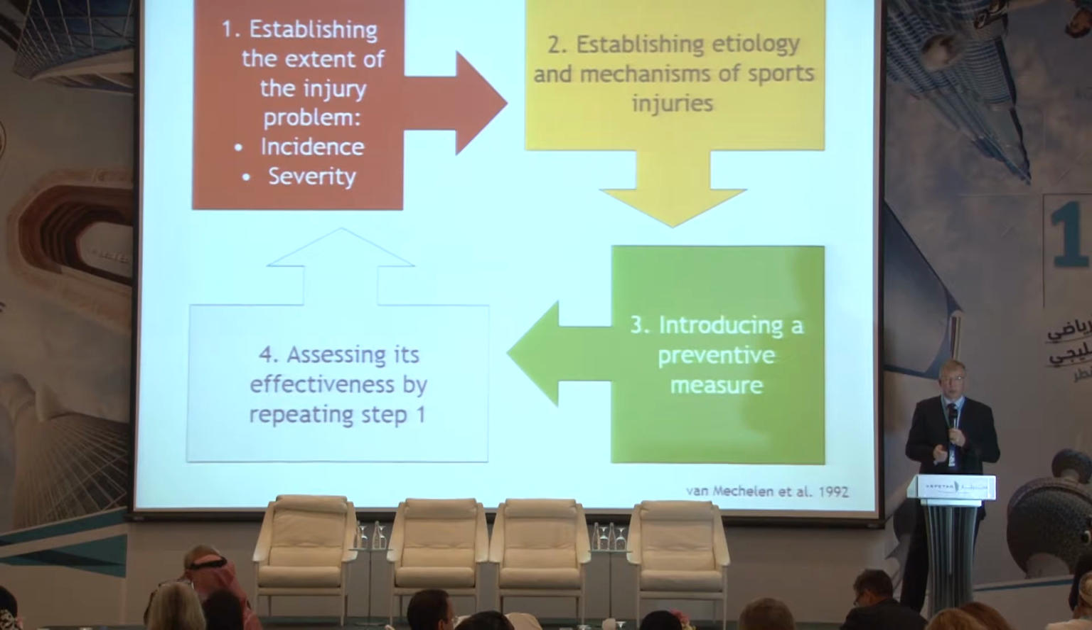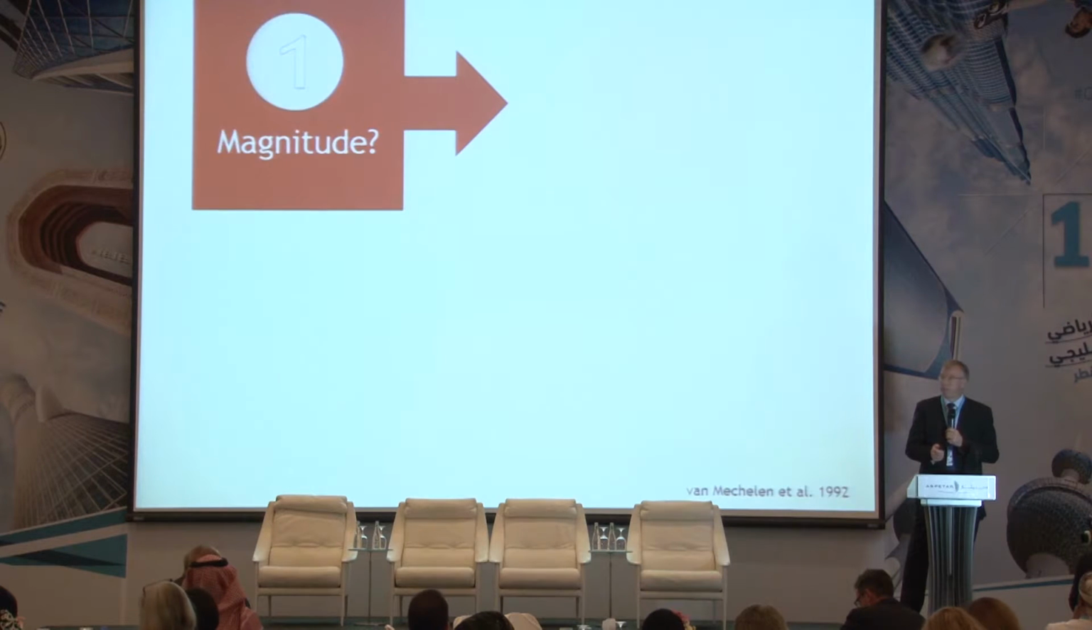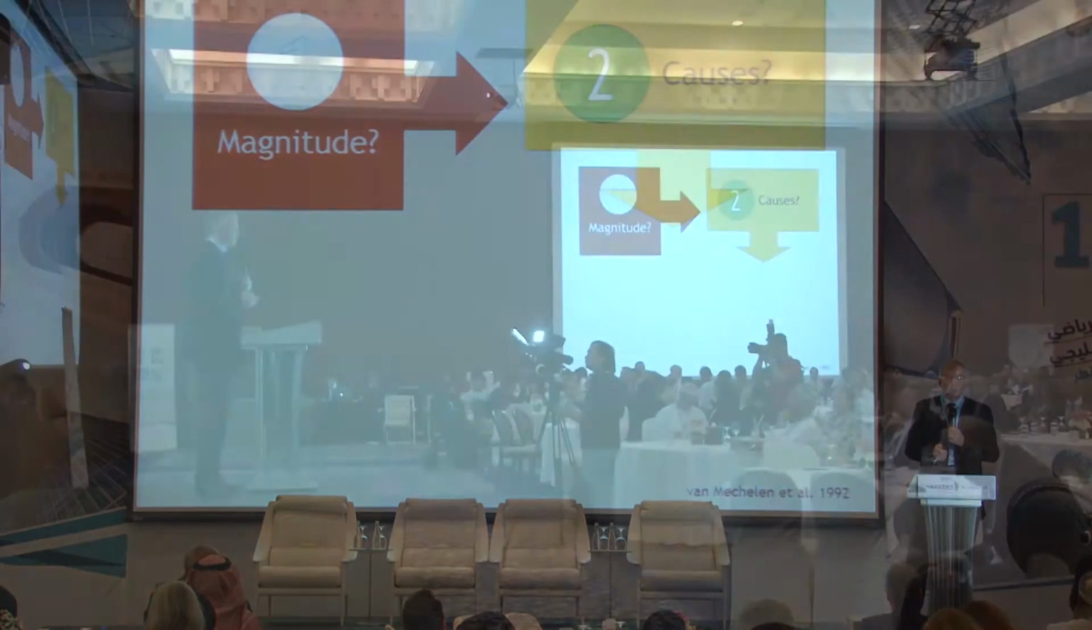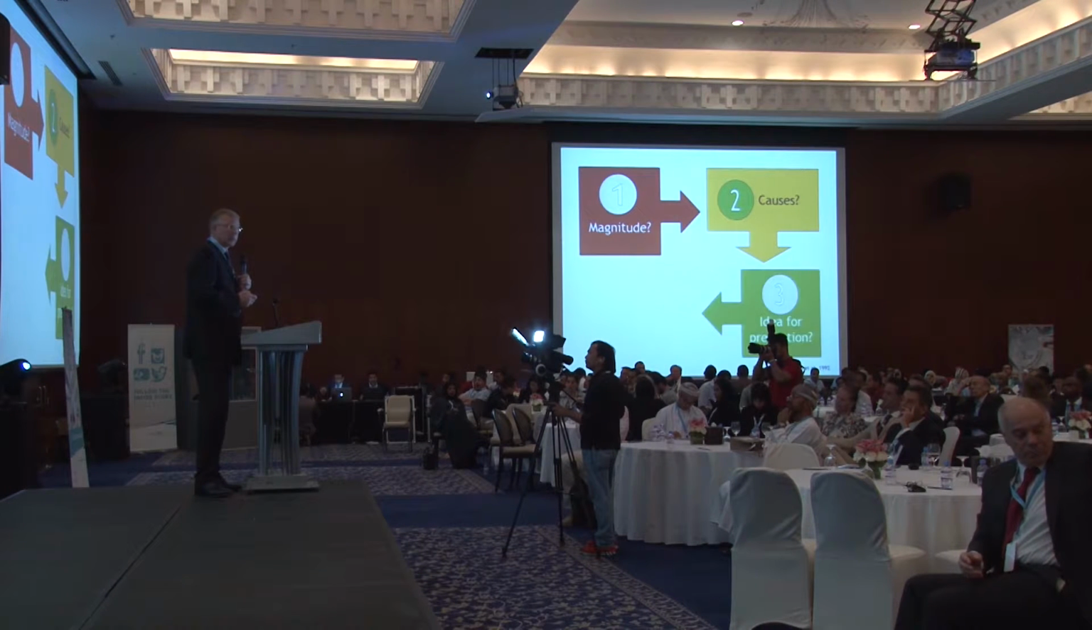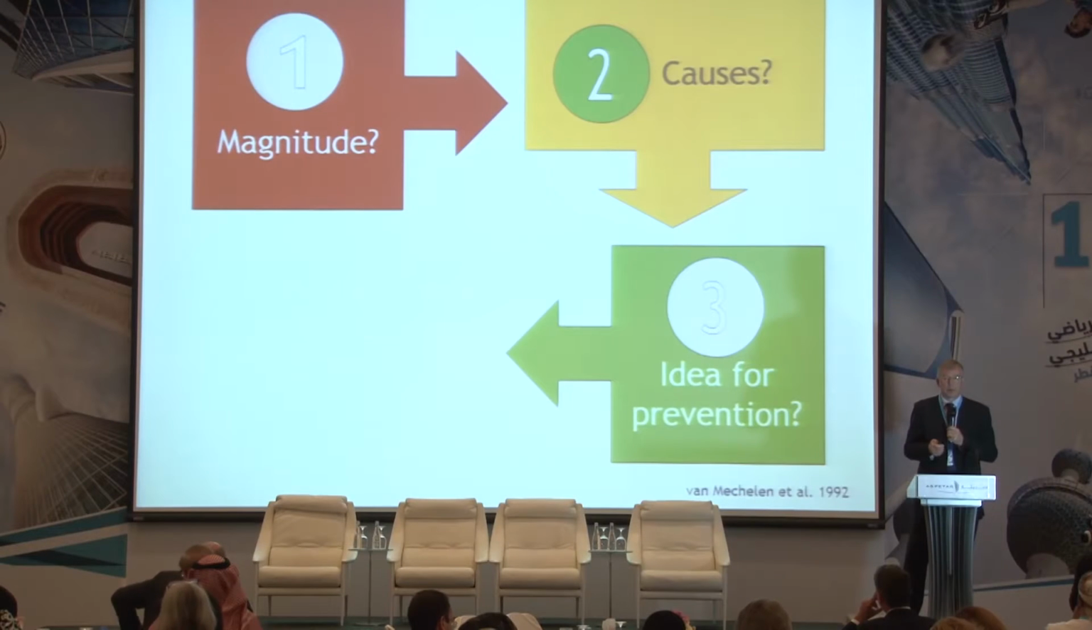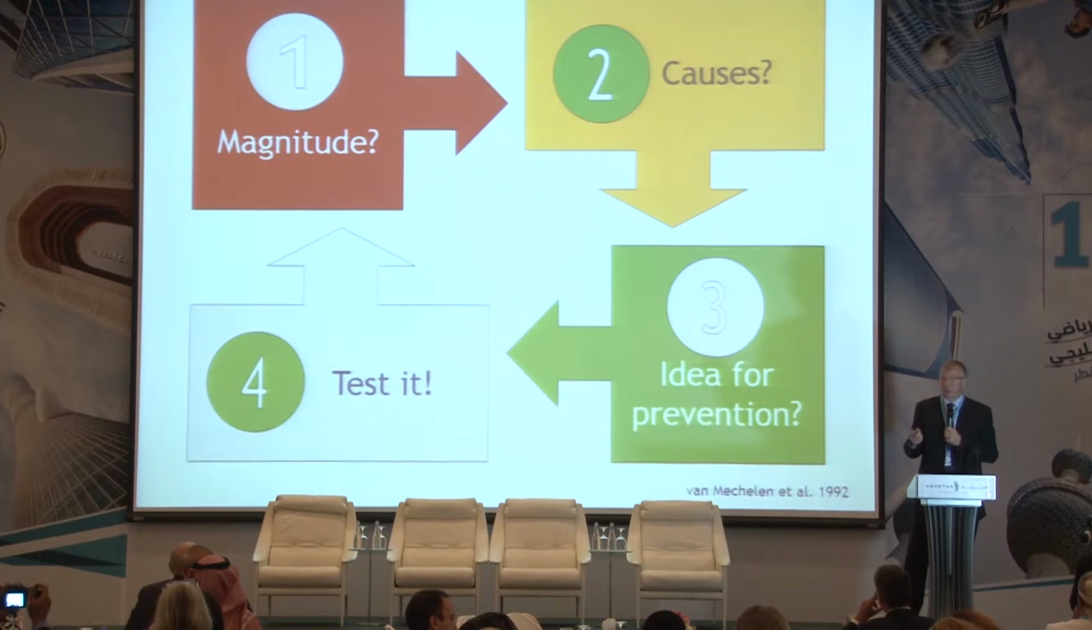So in short, the four-step model is very simple. First, what is the magnitude? Second, what are the causes? Third, do you then have some idea of how you can prevent injuries? And then you test this, preferably in a randomized controlled trial. Now, this model is used by all researchers around the world who work in injury prevention.